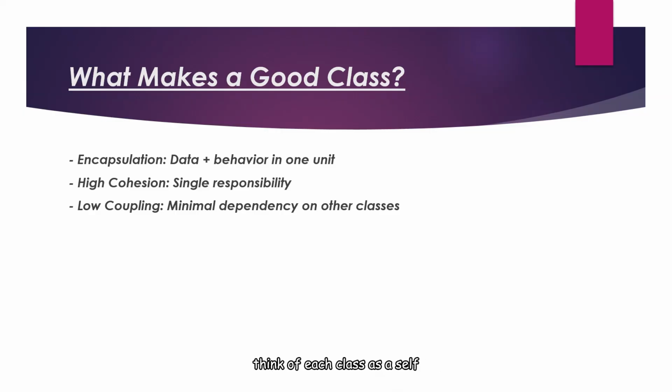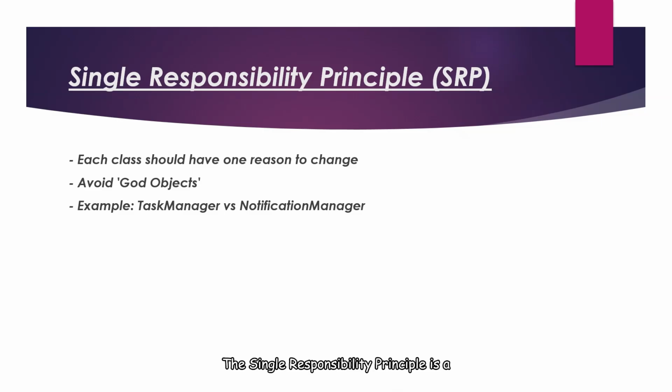Think of each class as a self-reliant, single-purpose machine. It does its job and communicates cleanly with others through well-defined interfaces. The single responsibility principle is a cornerstone of good design. It states that a class should have only one reason to change. That means each class should focus on one responsibility or concern.